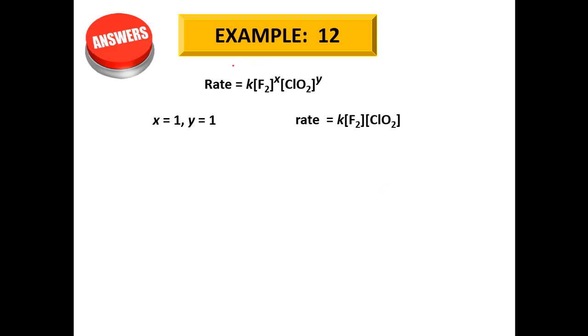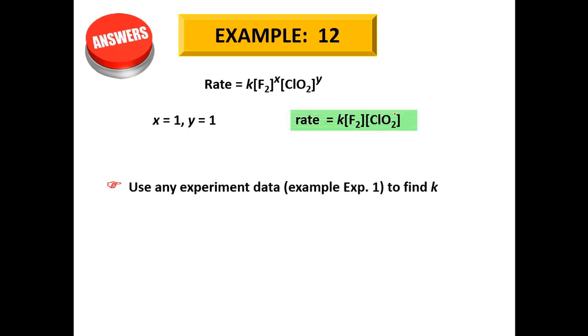Okay, so sekarang kita dah tahu nilai X berapa, nilai Y berapa. Kita just tulis rate is equals to K F2 to the power of 1 ClO2 to the power of 1 lah. Maksudnya first order untuk F2, first order untuk ClO2. Okay, so kalau first order biasanya kita tak tulis power dia lah.